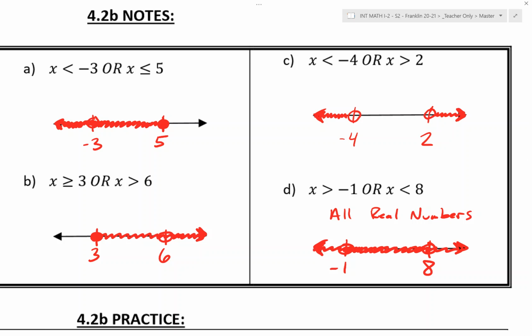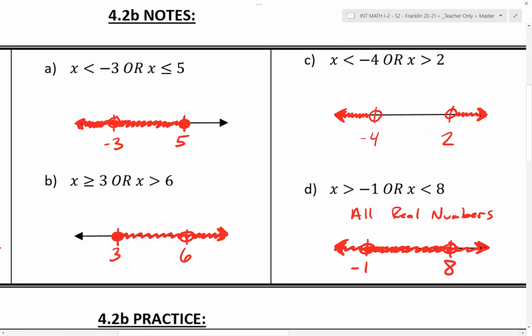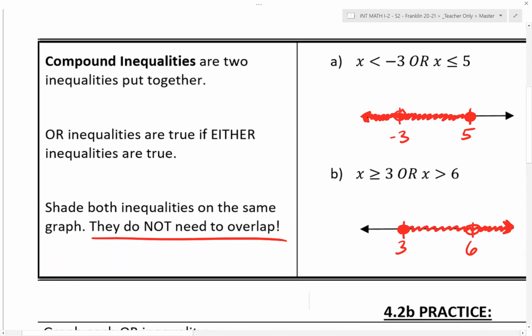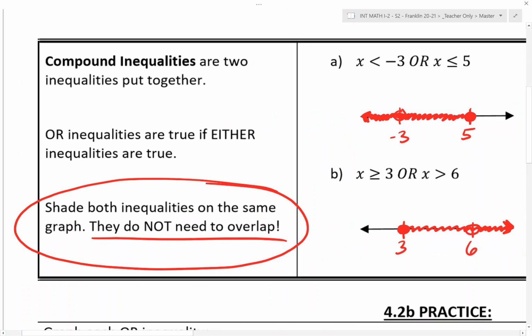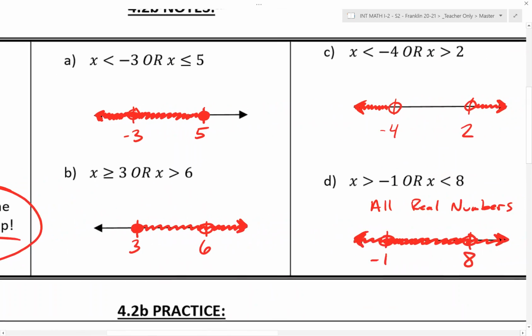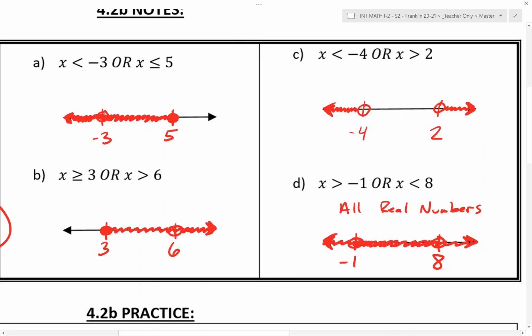Okay, so there you have it for compound OR type inequalities. Just shade them both on the same graph. Don't worry about whether they overlap or not, because it doesn't matter. The inequality is true if either of the inequalities in the compound inequality is true.